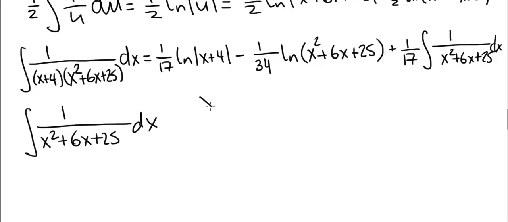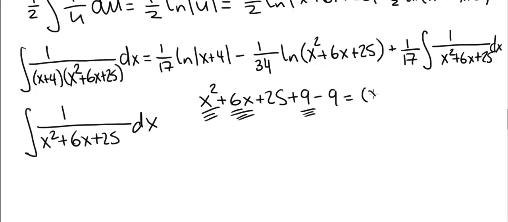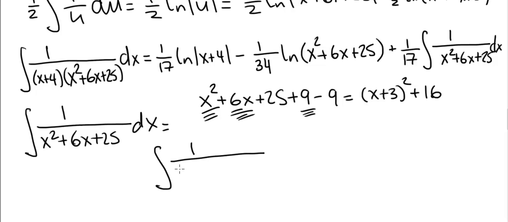So first we have to complete the square. We write x squared plus 6x plus 25 plus 9 minus 9. So these three terms are now a perfect square, (x plus 3) squared, and then 25 minus 9 is plus 16. So this integral is the same as the integral of 1 divided by (x plus 3) squared plus 16.